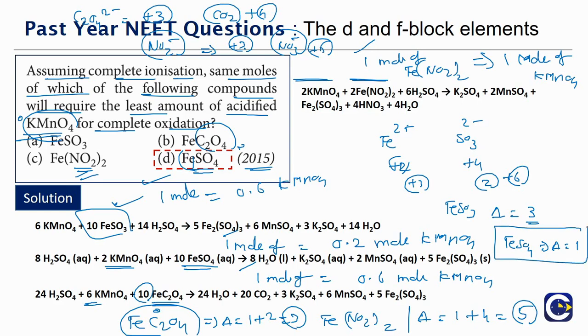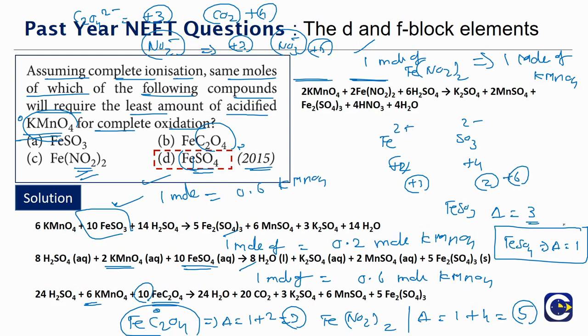In whichever case the delta is least, in which case the delta is least? In case of FeSO4, the delta is least. And that is going to be consuming lesser number of moles of KMnO4. So we can answer the question by actually knowing the balanced equations. Otherwise, we can also answer the question by looking at the given entity.